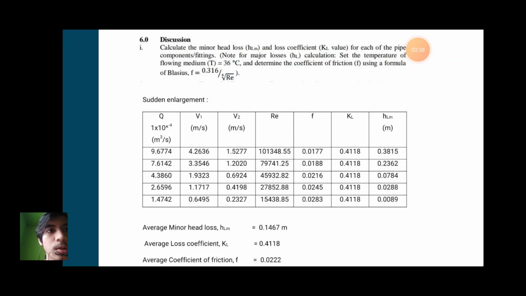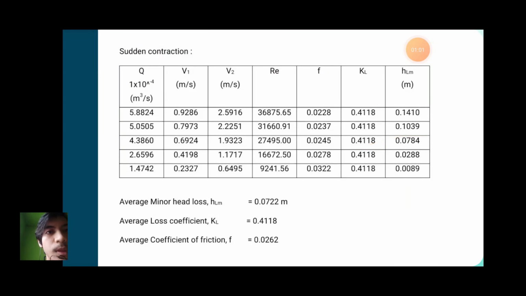First, calculate the minor head loss and loss coefficient for each of the pipe components or fittings. For sudden enlargement, by doing minor calculation, we get the average minor head loss of 0.1467 meter, loss coefficient of 0.4118 and average coefficient of friction of 0.0222. For sudden contraction, we get the average minor head loss of 0.0722 meter, loss coefficient of 0.4118 and average coefficient of friction of 0.0262.